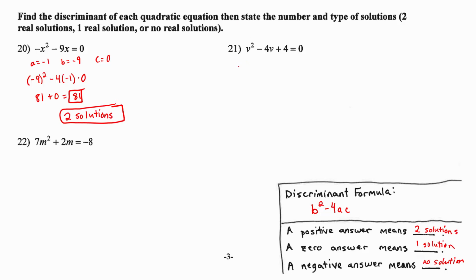On 21, A is 1, B is a negative 4, and C is positive 4. We're going to plug into b squared minus 4ac. So that's 16 minus 16, which is 0. A 0 for an answer gives us 1 solution.